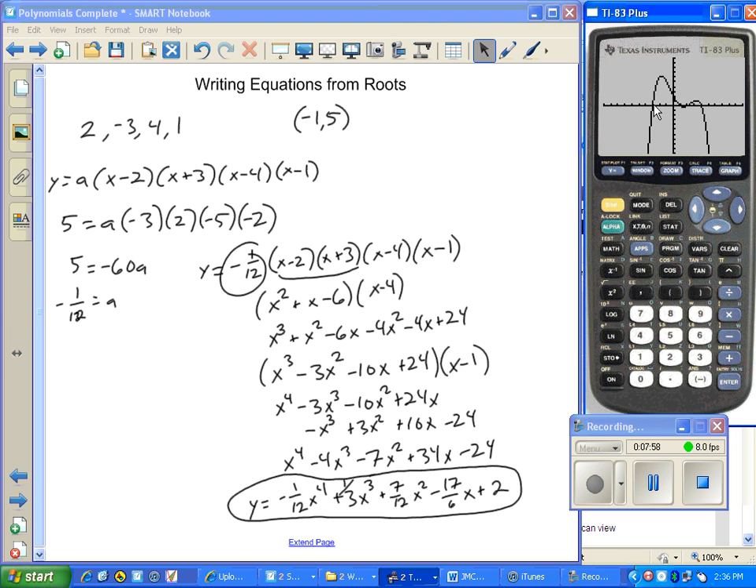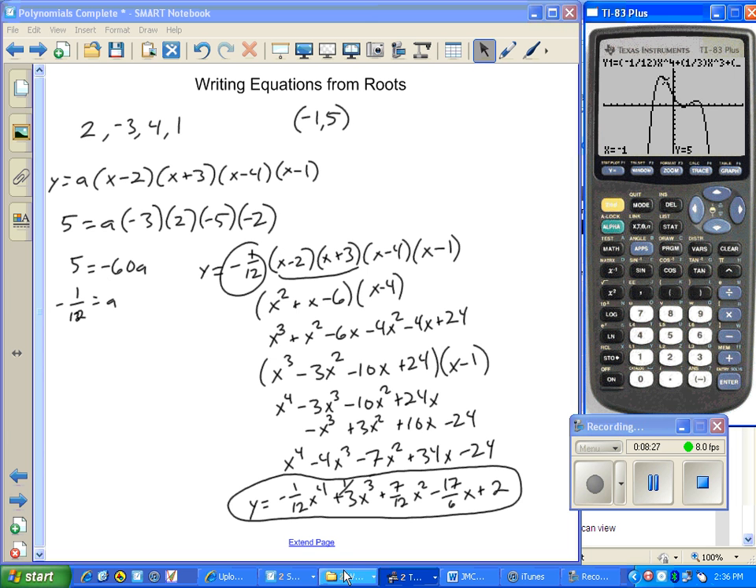There we go. I'm crossing at -3 like I should. Crossing at 1 and 2 and 4. And to make sure that I go through this point, I'm going to calculate the value when x is -1, and it's 5. Okay, so that's how you can check your answer. So that's how you write equations, given roots.